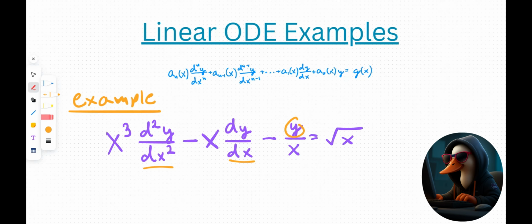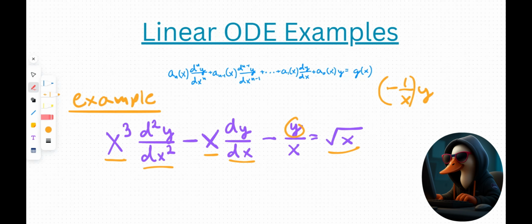Then we have coefficients. X cubed is a pure function of x, our independent variable. Negative x is also a pure function of x. And here we have negative y over x. And this is really just the same as negative 1 over x times y. So in this case, our coefficient is negative 1 over x, which is a pure function of x. No issues. The function on the right-hand side of our equation is square root of x. That is a pure function of x, our independent variable. It's the same thing as just writing x to the 1/2, so no issues here.